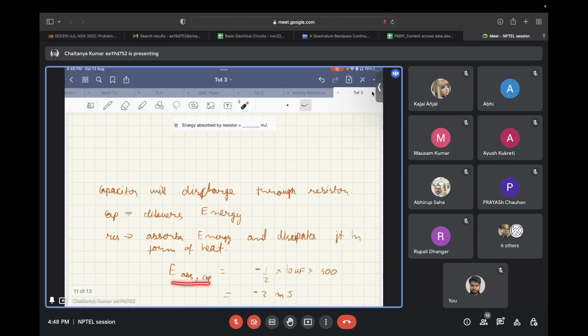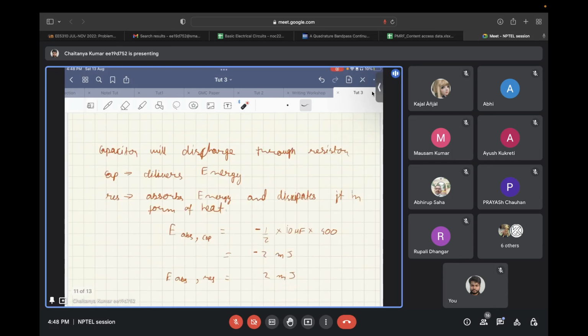So the energy absorbed by the capacitor: initially it's charged to half CV square, and finally it will go to zero. So energy absorbed will be minus half times C times V square, that is minus 2 millijoules. And the energy absorbed by the resistor will be positive, since it is actually absorbing the energy, that will be 2 millijoules. Any doubt in this?